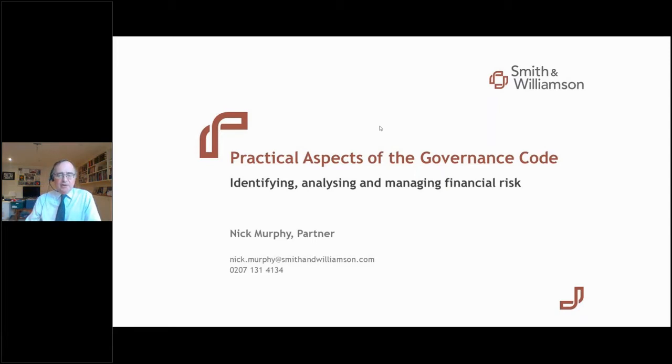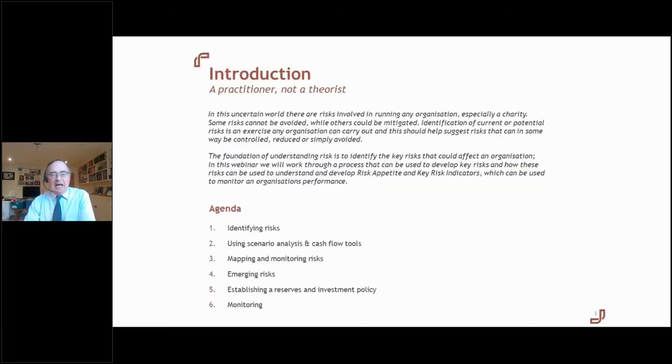Now, I'm an investment manager, so what I understand best from a practical point of view is the process about how a board would go through establishing a risk register and a reserves policy, which in turn could lead to the identification of medium and long-term reserves, and therefore a decision to approach an investment firm like Tilney Smith Williamson for advice.